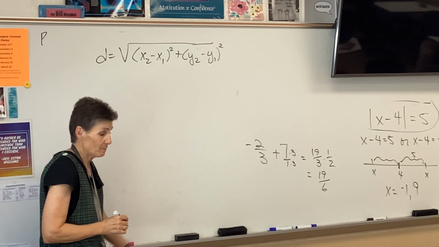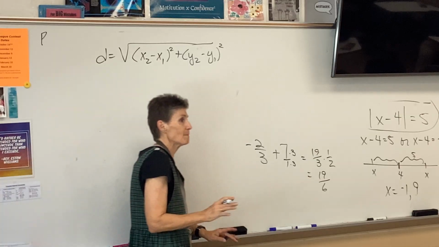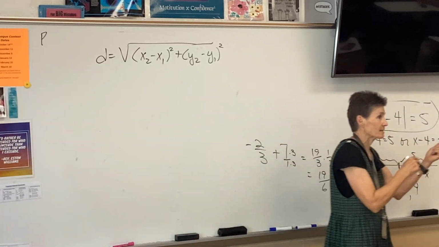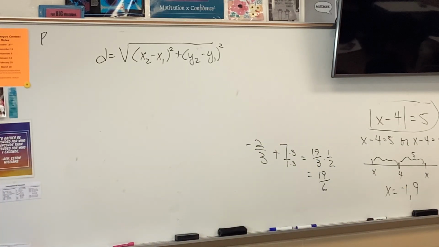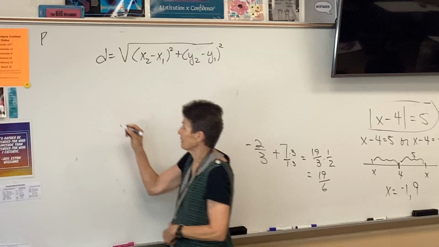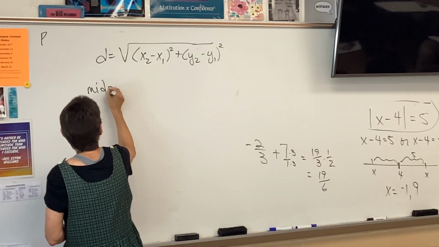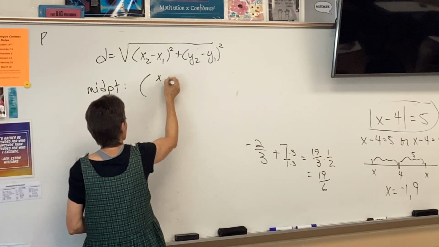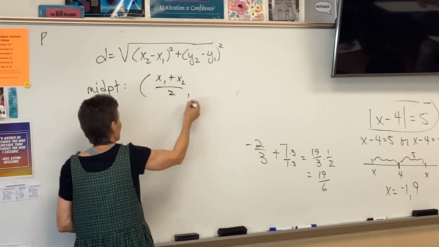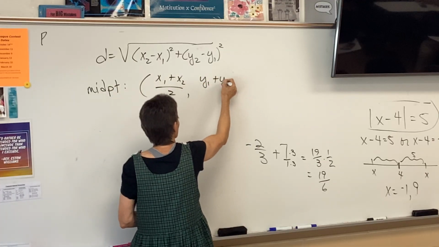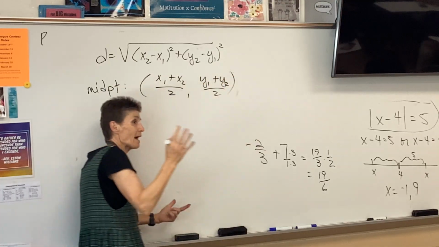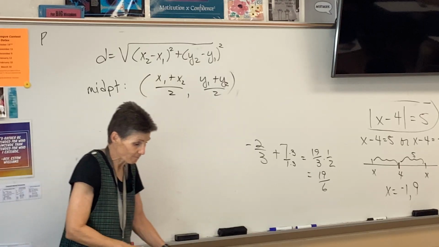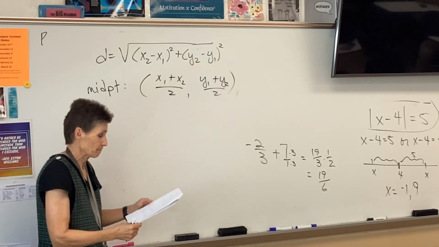And then what about midpoint? Midpoint is the same as it was a minute ago, only with those x's and y's. So how do we find the midpoint in the coordinate plane? We take our x's and add them, and our y's and add them, and divide by 2. So we average. Midpoint is average.